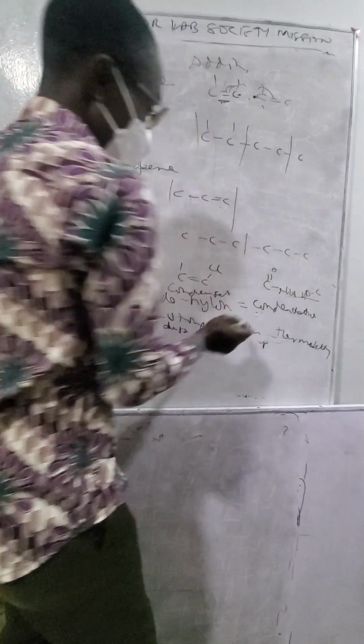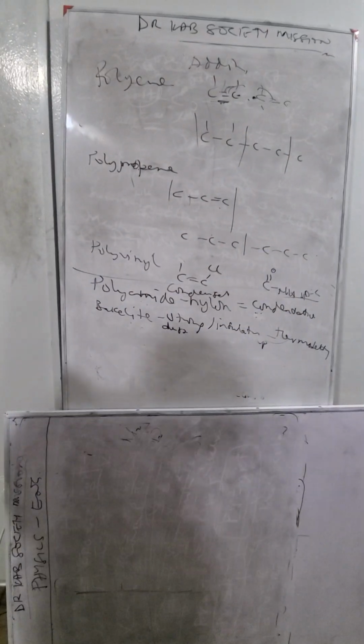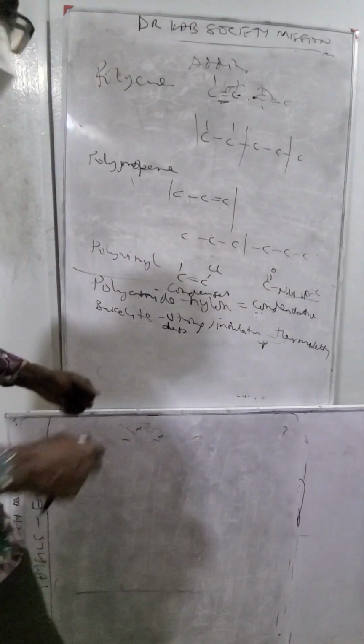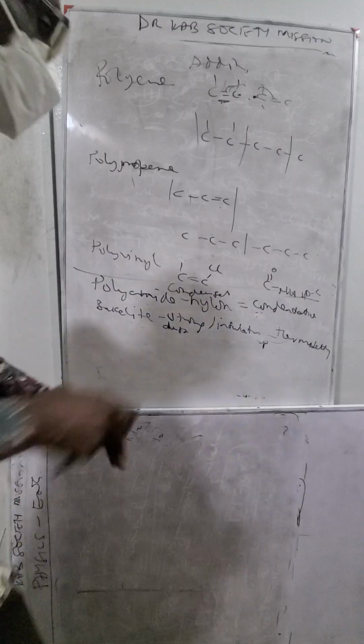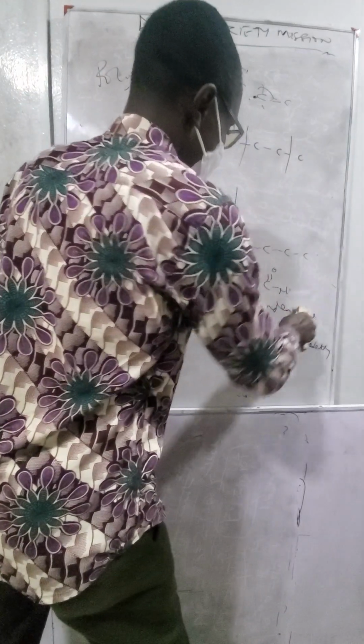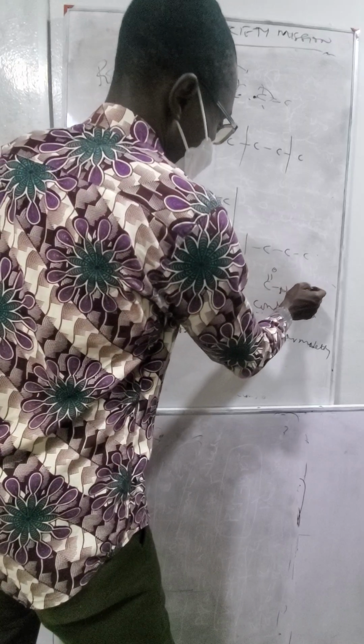Okay, let me draw it better. Right, let's look at the amine group, the polyamide. Okay, so the resultant is a polyamide. Sorry, drawing it. That's not it. Okay, the resultant is the polyamide. Okay, so this is it.